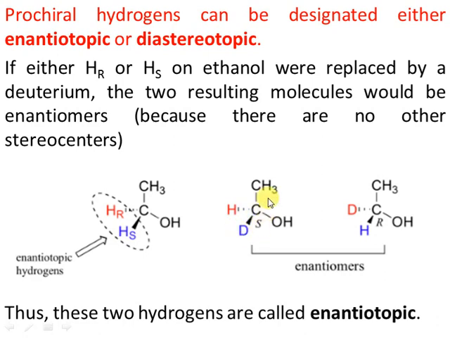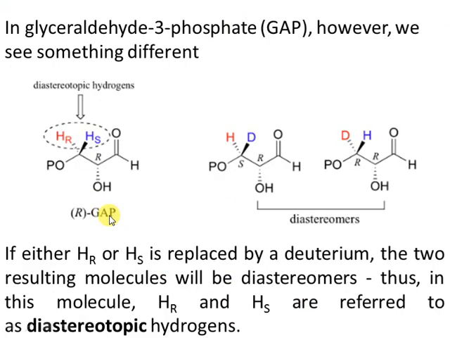an S enantiomer, right? And if we replace this HR with deuterium, we get the R isomer. Here you can see that by replacement of the prochiral hydrogen, we are getting enantiomers. Then these hydrogens are called enantiotopic. And in case replacing one of the 2 hydrogens by some other substituent, we get diastereomers, then these 2 hydrogens will be called diastereotopic hydrogens, right?